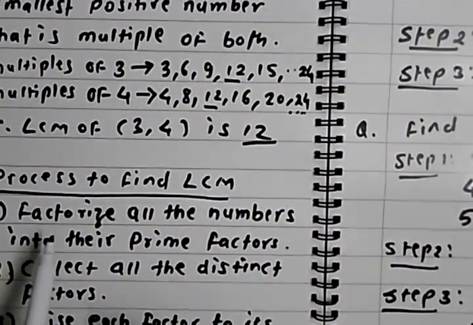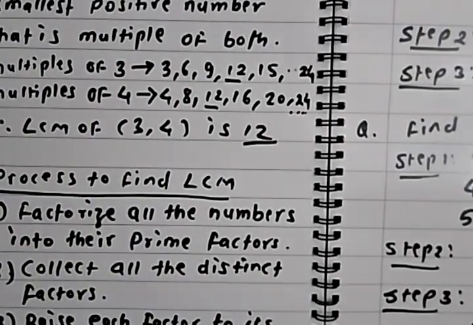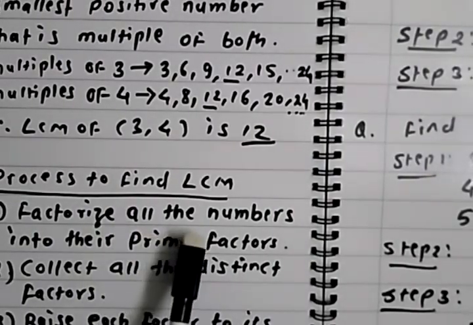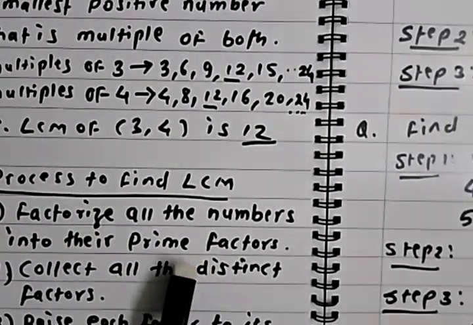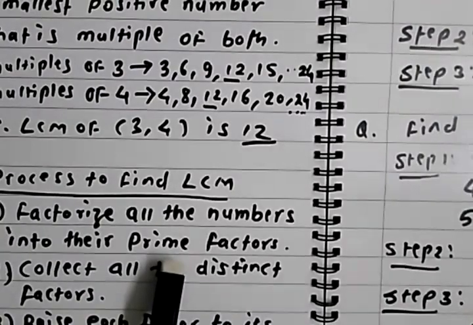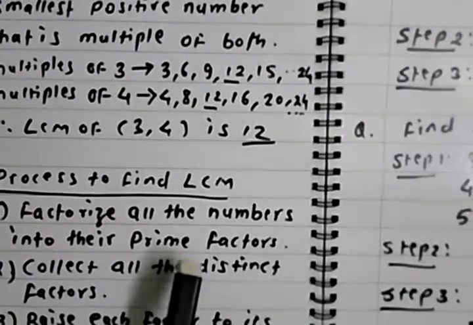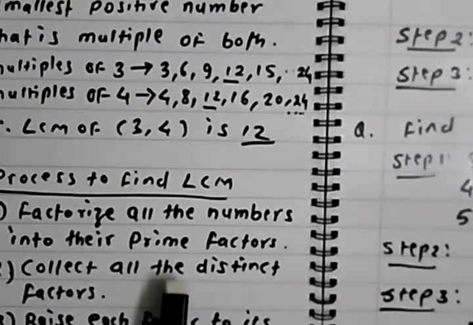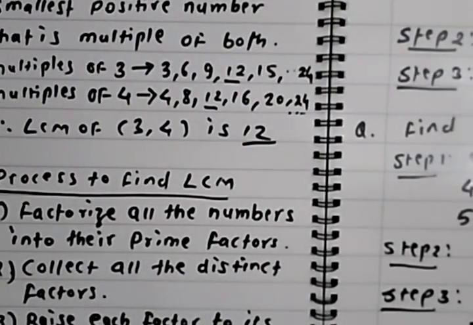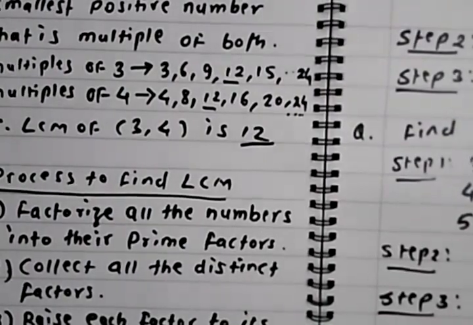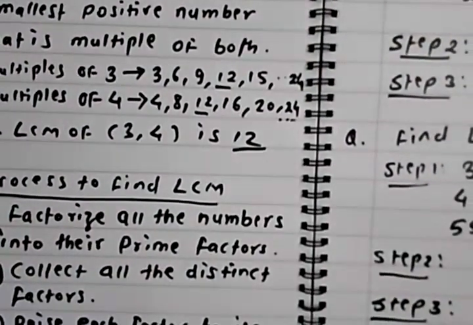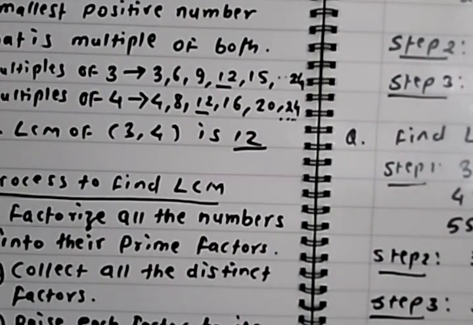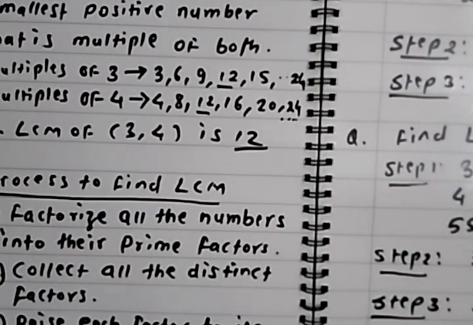Step number 1, factorize all the numbers for which you are finding LCM into their prime factors. Prime factors are the factors of a number which are prime numbers. Step number 2, collect all the distinct factors. And step number 3, raise each factor to its maximum available power and then multiply.